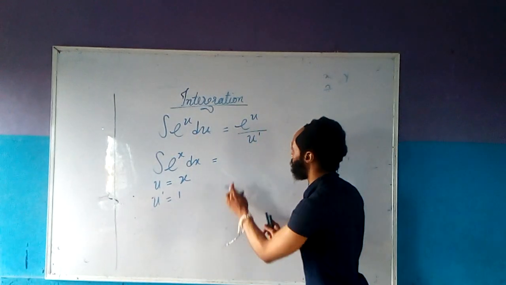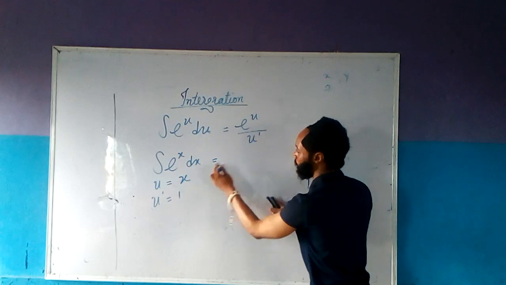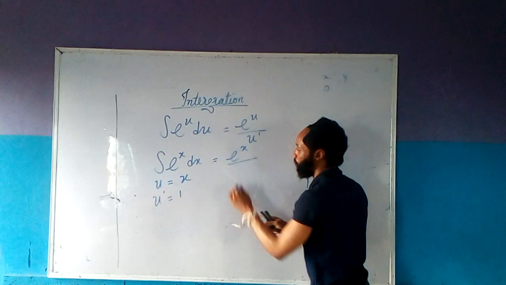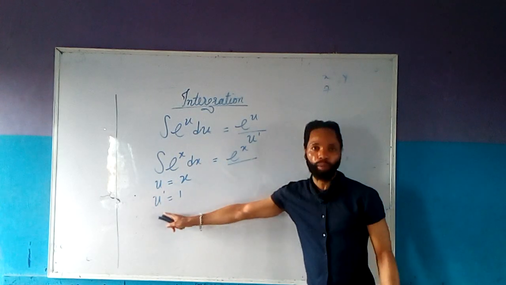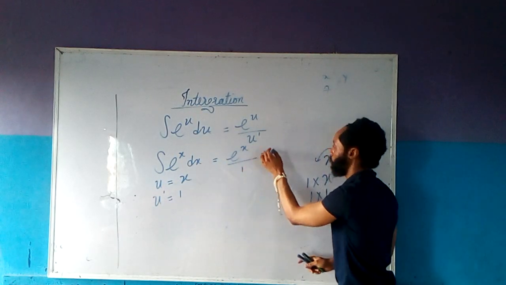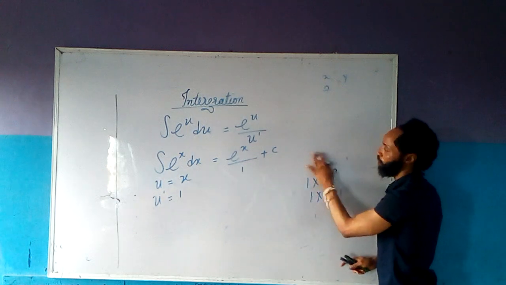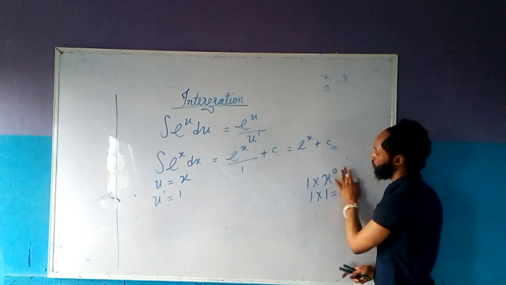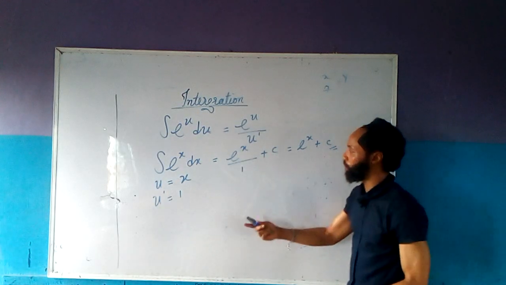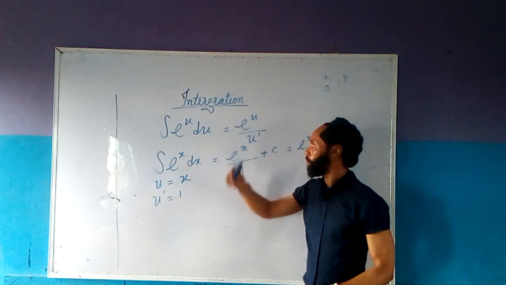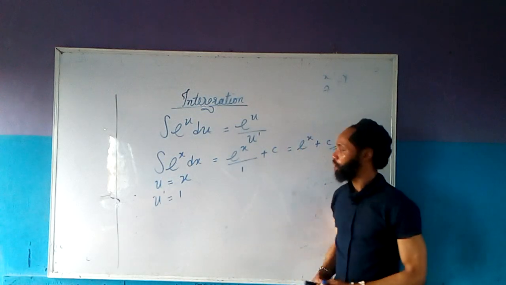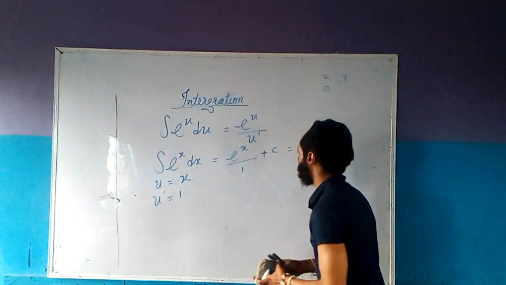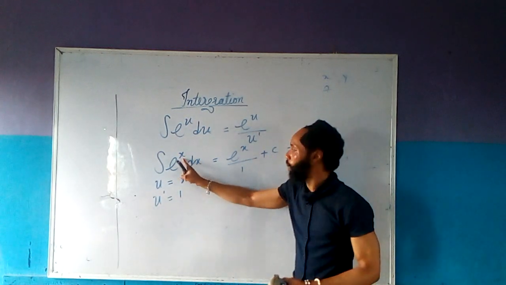Now you just write it: e raised to power u, our u is x, over u prime, our u prime is 1, plus c. So the final answer is e raised to power x plus c. This is pretty much what you do when you're integrating an exponential function. But remember that your u has to be a linear function.